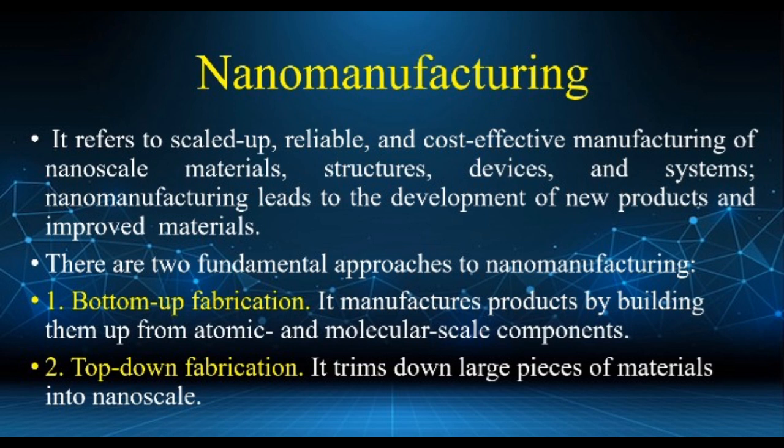Next is the top-down fabrication. It trims down large pieces of materials into nanoscale. This process needs a larger amount of materials and discards excess raw materials. So, in bottom-up manufacturing, the process is building products from molecular components, and in top-down nanomanufacturing, the process is developing products from a whole piece of material.